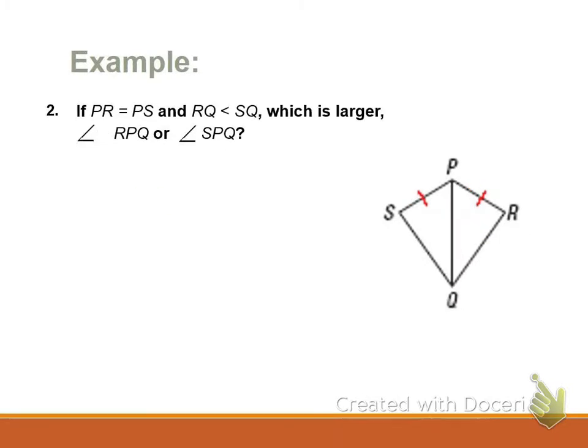All right? How about this one? Can you pick out which angle is going to be larger? Think about that for a second, and then it will be revealed. Okay, reflexive makes these two sets of sides congruent. Since RQ is bigger than SQ, that means that because of the converse to the hinge theorem, angle RPQ is going to be bigger. So that's your hinge theorem.